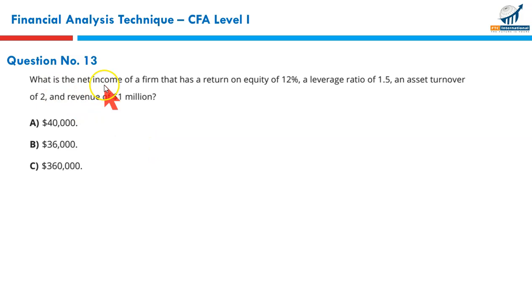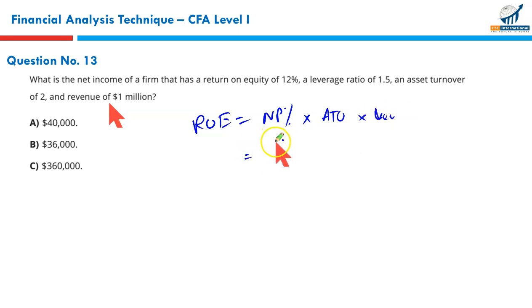Next question. What is the net income of a firm that has a return on equity of 12%, leverage ratio also called the equity multiplier 1.5, an assets turnover of 2, and a revenue of 1 million? So you need to know your formulas. If you know your formulas, you know what to do. Return on equity is equal to net profit percentage multiplied by the assets turnover multiplied by the leverage ratio, also called the equity multiplier. So plug in the numbers. Do we have return on equity? Yes. Do we have net profit percentage? No. But we have the components of net profit.